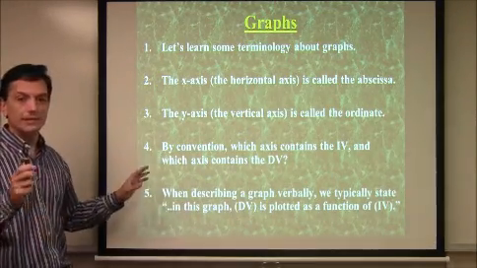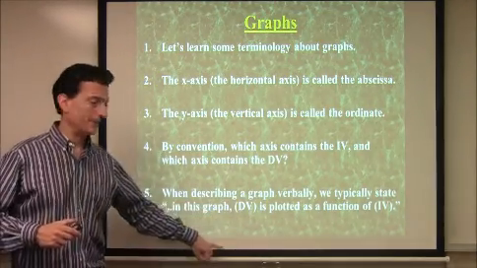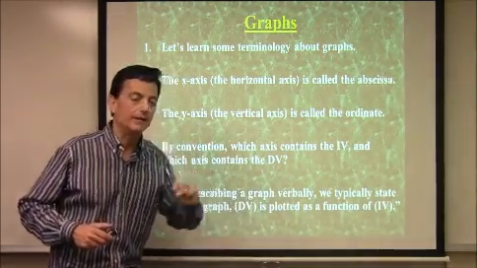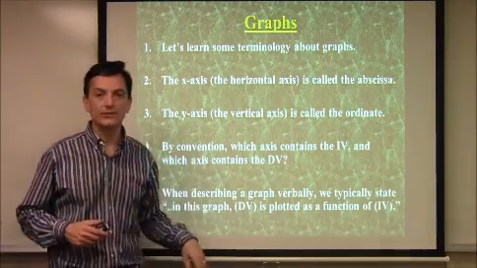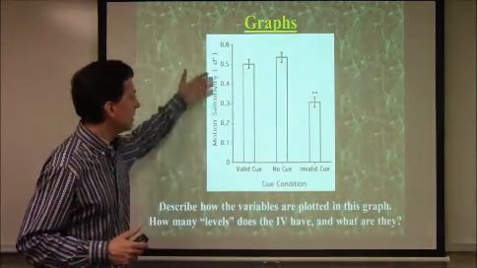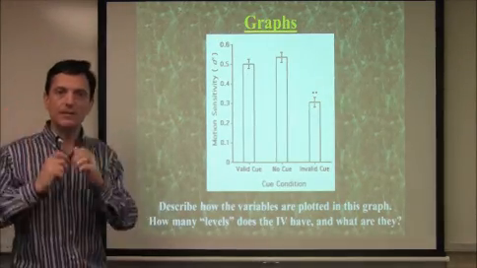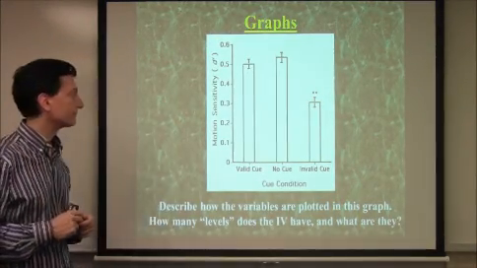We typically state, and here we go, "In this graph, DV is plotted as a function of IV." Okay? In this graph, DV is plotted as a function of IV. So we'll see a few examples of that. From my own laboratory, we have a graph here, and I can apply the script that I just shared with you in the following way.